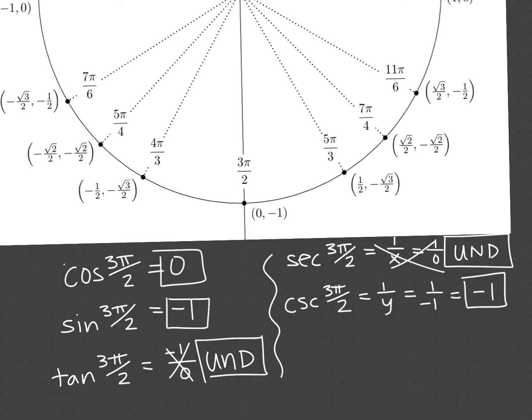The last trig function that we can find is the cotangent. The cotangent is defined as x divided by y, or cosine over sine, however you want to look at it. The x-coordinate is 0, and the y-coordinate is -1. Now, 0 in the numerator is totally fine, so long as we don't have 0 in the denominator. 0 divided by any non-zero number is simply 0. So the cotangent of 3 pi over 2 is 0.